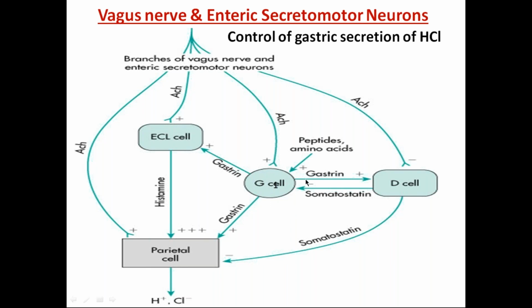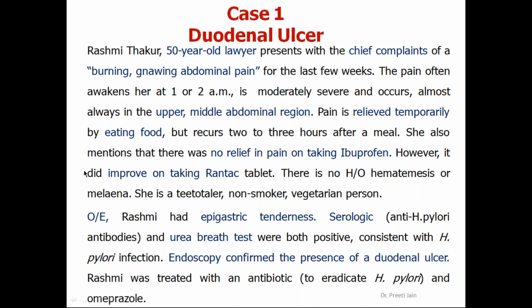Then you have G cells. In the G cells, you can see that this is going in both the directions. So gastrin causes release of somatostatin. Somatostatin in turn inhibits the gastrin secretion, and somatostatin release also causes a decrease in the HCl secretion. Okay. So this is from where we started.